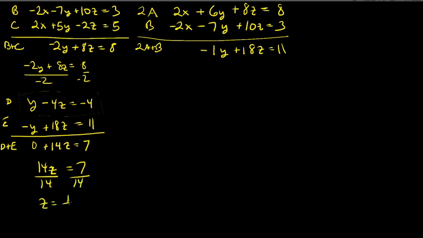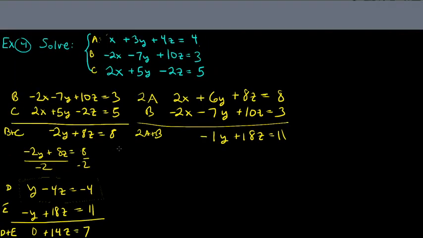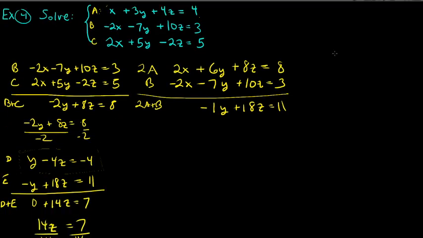So I get z is equal to 1/2. Right? So that seems reasonable, right? There's no problem with fractions here. So when I write my solution, let's write the solution up here. It's going to be an x, a y, and a z. We know z is 1/2. Now we have to find x and y.